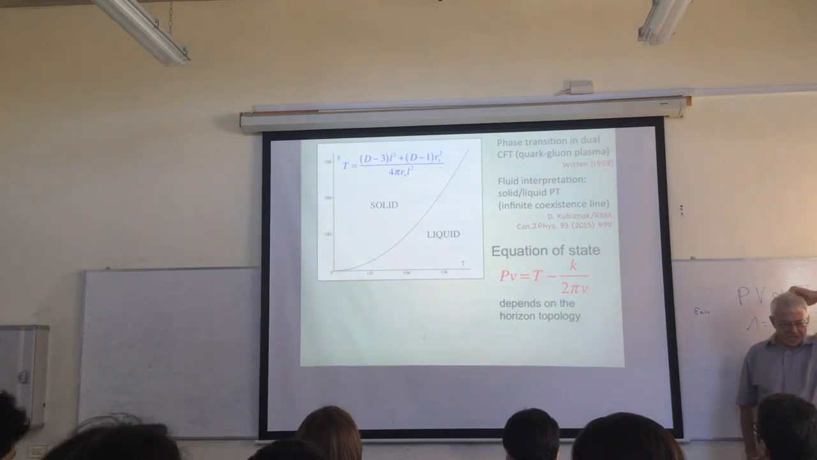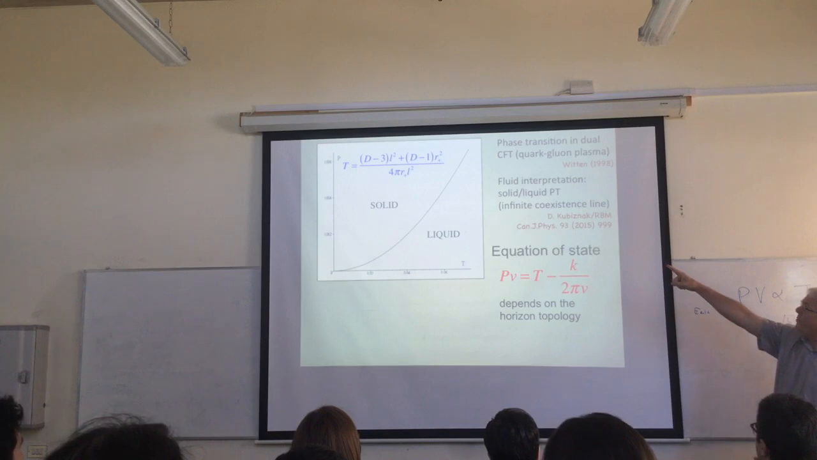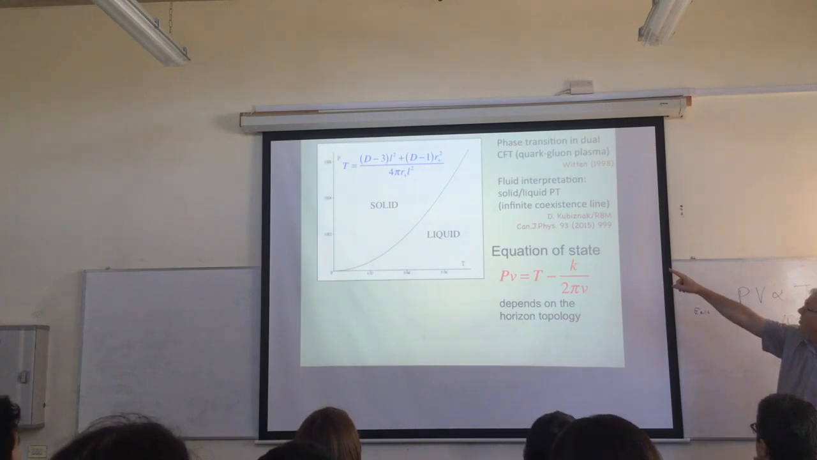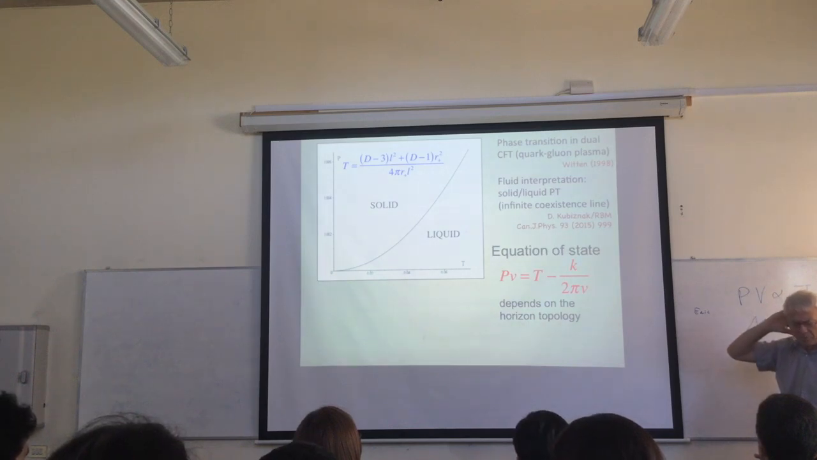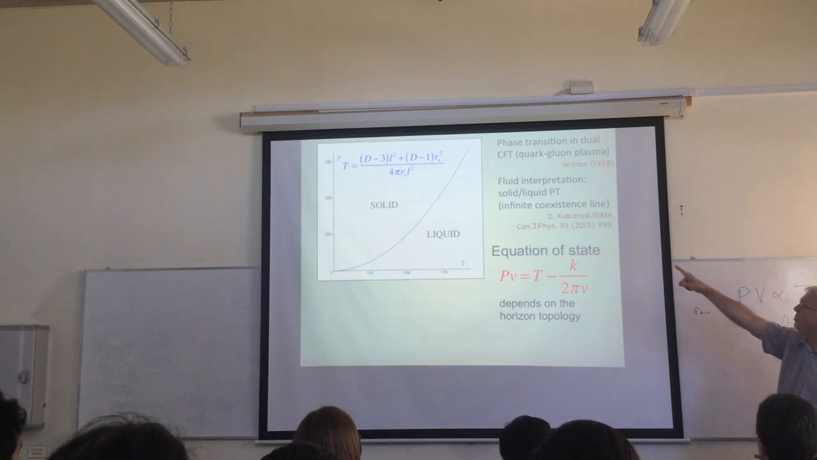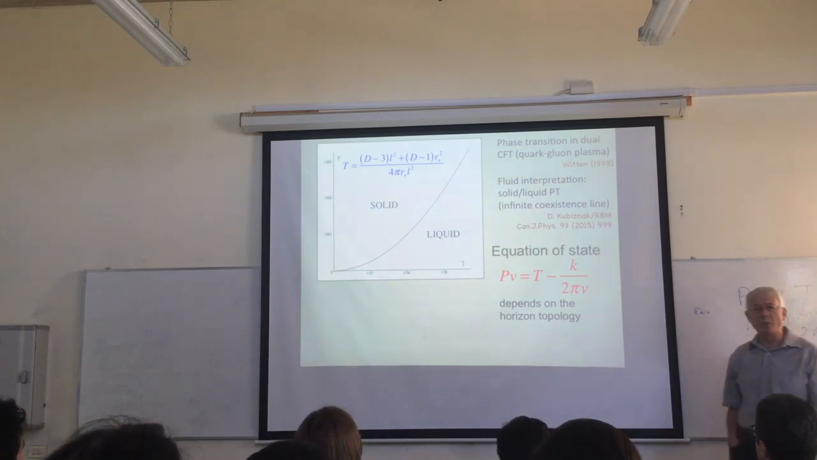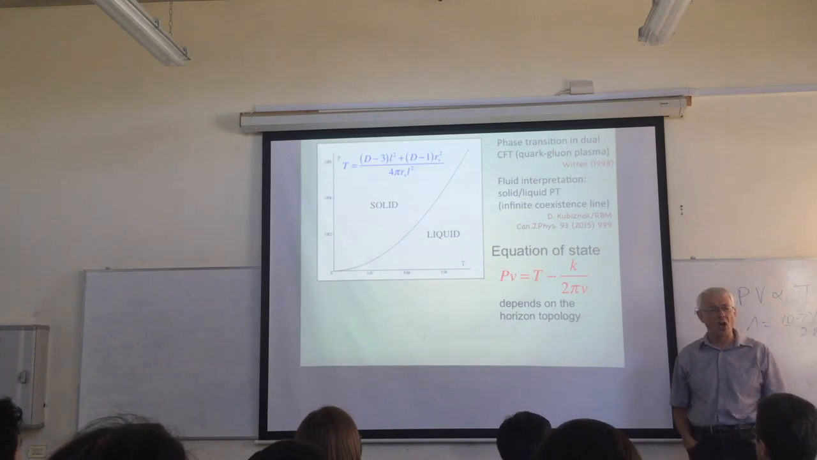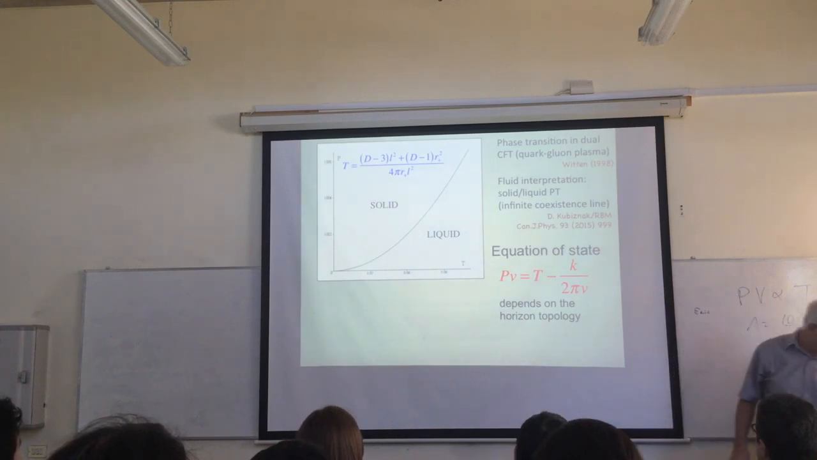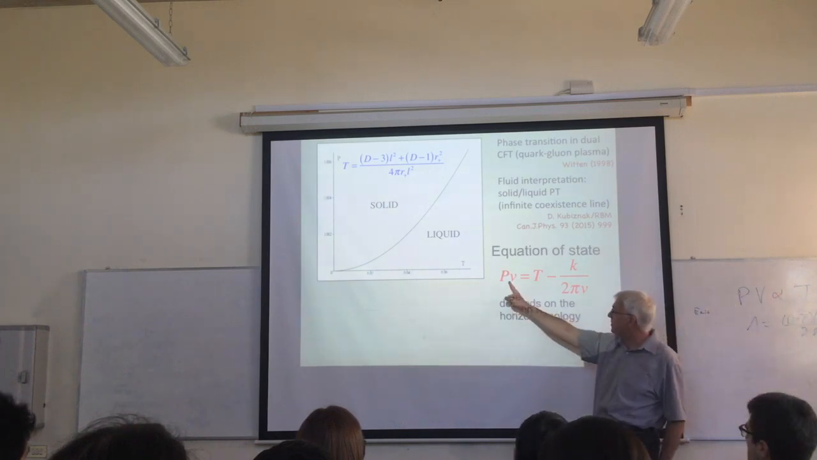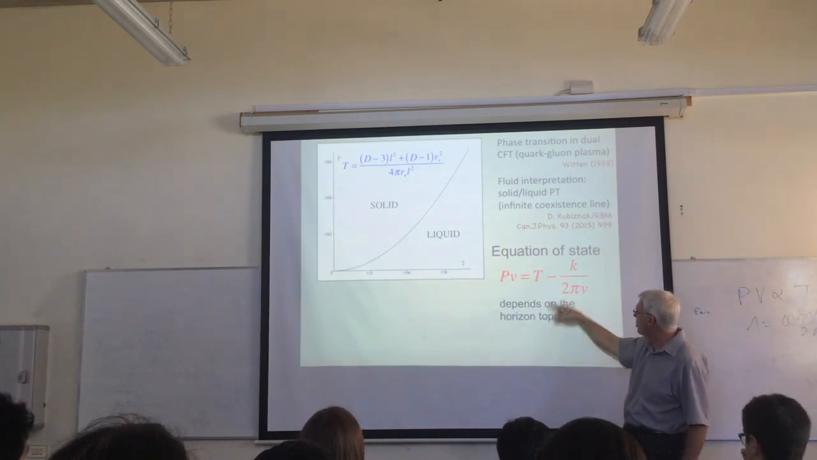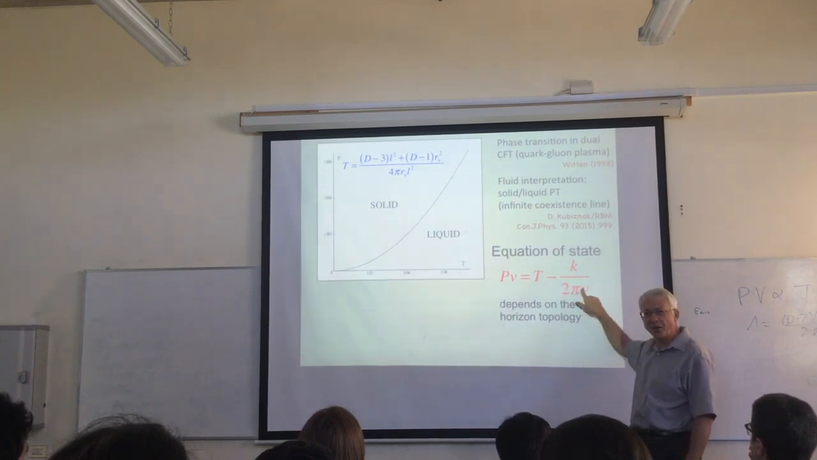The equation of state: if you write 1 over L squared is equal to 8 pi pressure over 3, and you put that in there, and there's a relationship between r plus and the specific volume that I'll spell out explicitly in a few minutes, then you find that you get this equation of state. Pressure times volume is temperature minus this thing here.